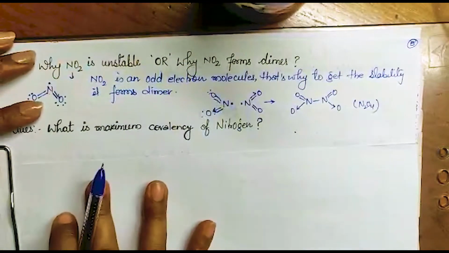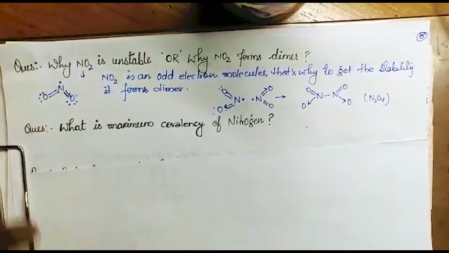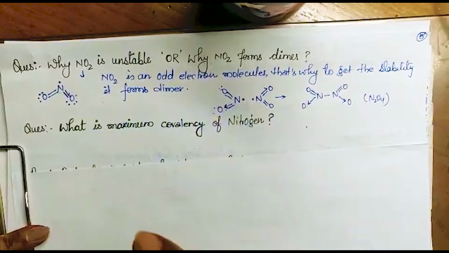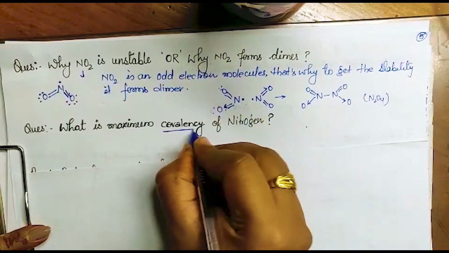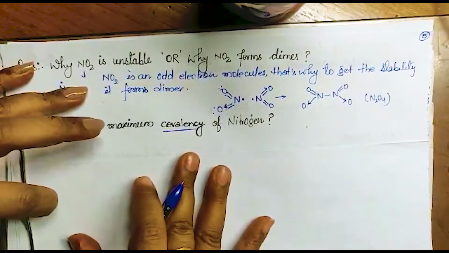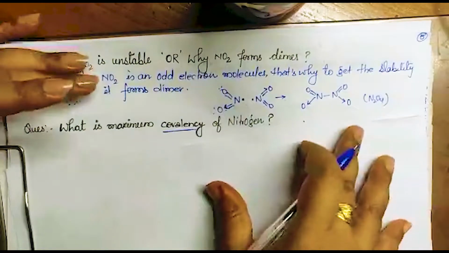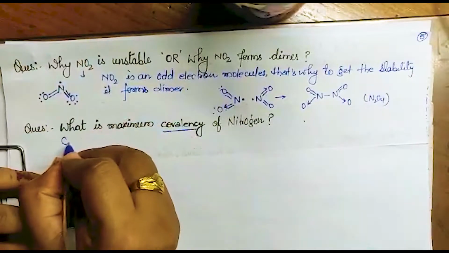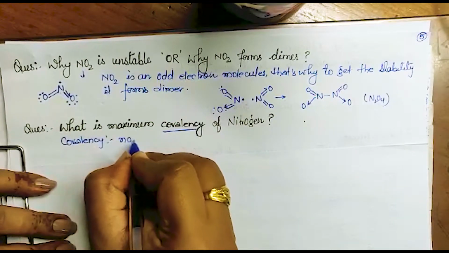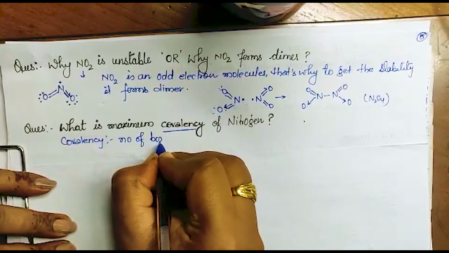Okay, now the question is, what is the maximum covalency of nitrogen? See, you should be very careful with this: covalency means the number of bonds formed. Whatever the covalent or the coordinate bond, that is called covalency. So let me define covalency first. Covalency is the number of bonds formed.